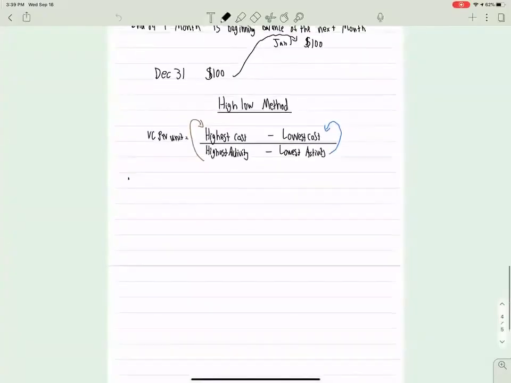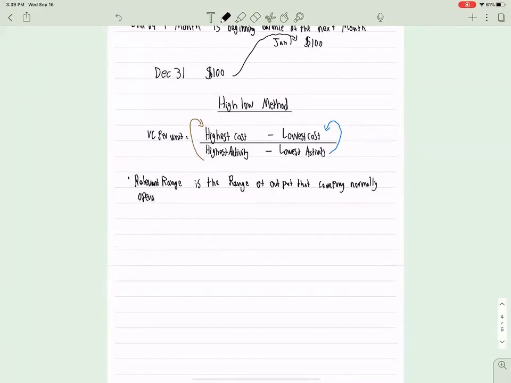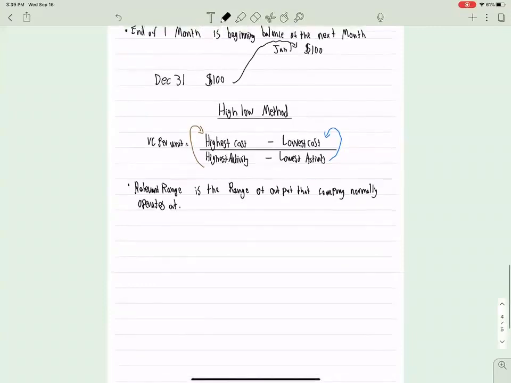Sorry, guys. So let's talk about the relevant range. What the relevant range is, is the range of output that a company normally operates in, or operates at. Okay, so when we're talking about variable costs being the same within the relevant range, this is what I mean.